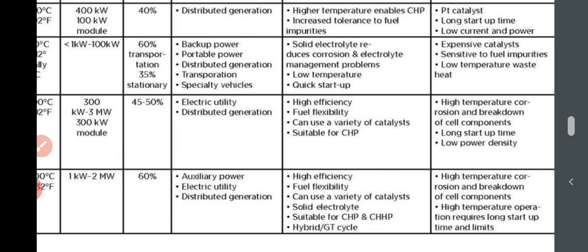High temperature corrosion and breakdown of cell components, again because of the temperature. High temperature operation requires long startup time and limits. You need to give certain time to reach that temperature level so that it can start generating electricity at the rated value.